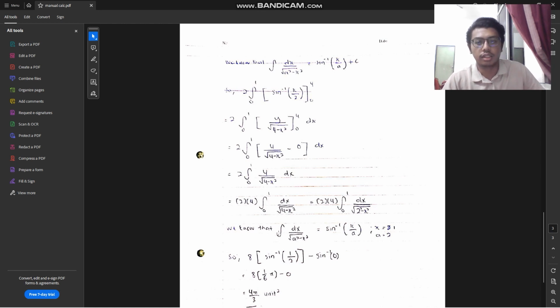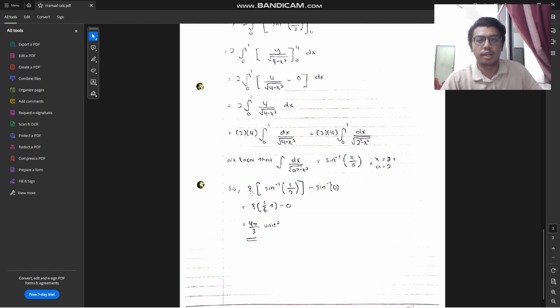We know that integral of dx over square root of a squared minus x squared is inverse sine of x divided by a. So x is from 0 until 1 and a is the square root of 4, which is 2. So we substitute into the equation here. We get 8 times inverse sine 1 over 2 minus inverse sine 0, which is 0. We get 8 times 1 over 6 pi minus 0. So the final answer is 4 pi over 3.